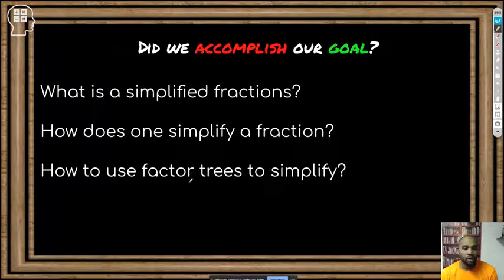So how do we use the factor tree to simplify? We talked about that big number 210 and how we start breaking it down to its prime numbers. Then we replace the 210 in the numerator with the prime numbers and replace the denominator with its prime numbers, and started canceling out what we could, and what we were left with was our simplified fraction.